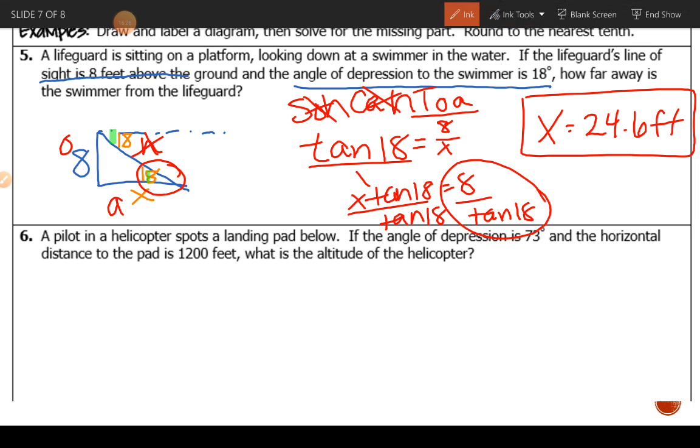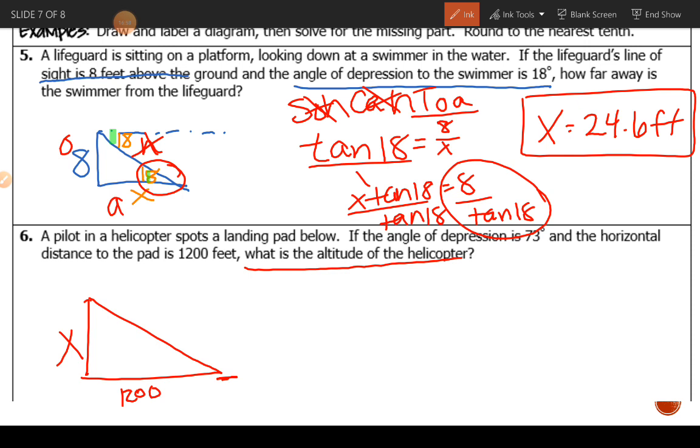So a pilot in a helicopter spots a landing pad below. If the angle of depression is 73 degrees, the horizontal distance to the pad is 1,200 feet. What is the altitude of the helicopter? Okay, so again, we have the helicopter up here. It's looking at the landing pad down here, okay? The horizontal distance is 1,200 feet. It wants to know the altitude. Altitude is the height. It's a fancy way of saying height, okay?